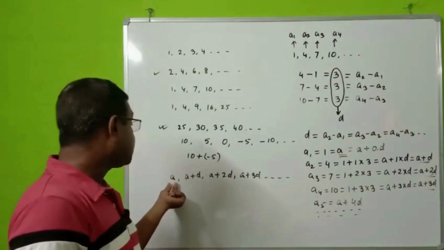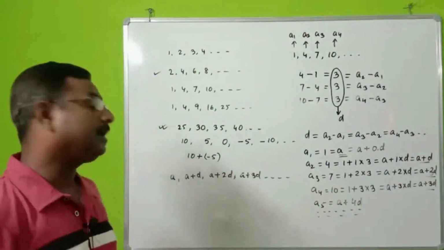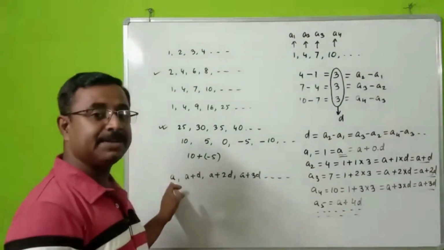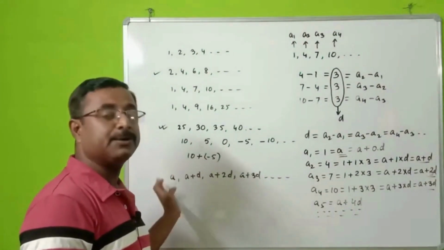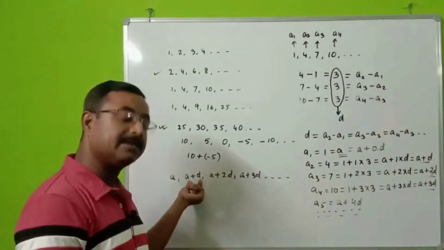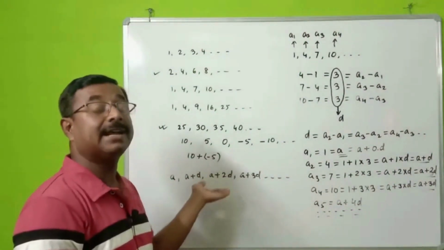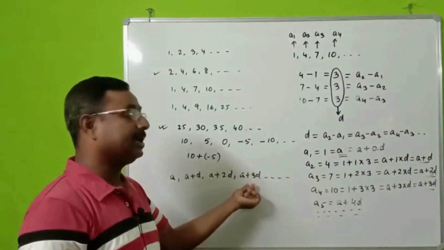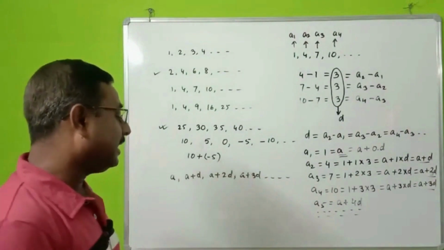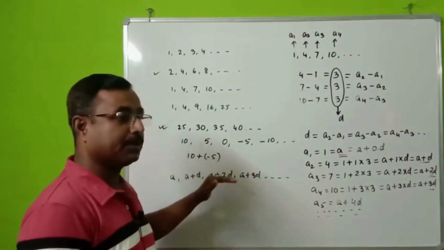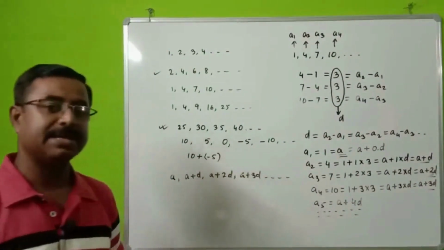That means each of the terms can be represented in terms of the common difference. If the first term is a, then if we add the common difference to the first term, we get the second term. If we add twice the common difference to the first term, we get the third term. If we add thrice the common difference to the first term, we get the next term, and in that way the AP will continue. So the general form of the arithmetic progression is a, a plus d, a plus 2d, a plus 3d, and so on.